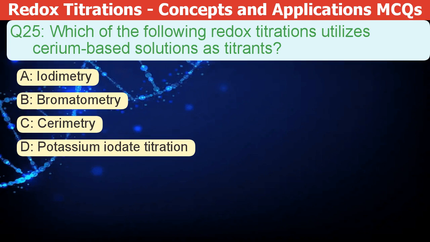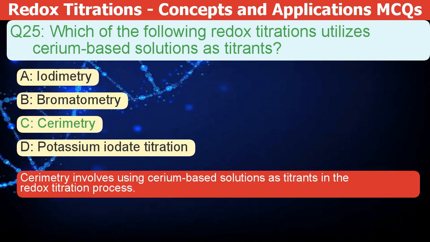Which of the following redox titrations utilizes cerium-based solutions as titrants? A. Iodimetry. B. Bromatometry. C. Cerimetry. D. Potassium iodate titration. The correct answer is C. Cerimetry involves using cerium-based solutions as titrants in the redox titration process.